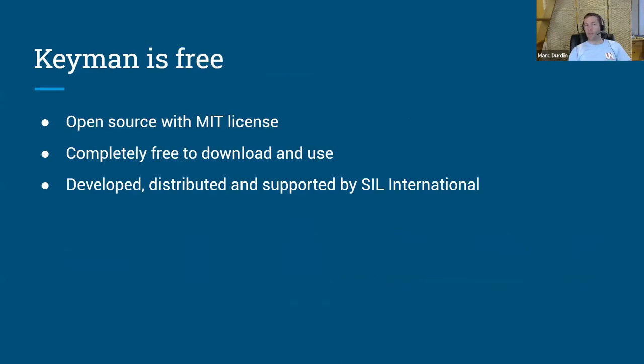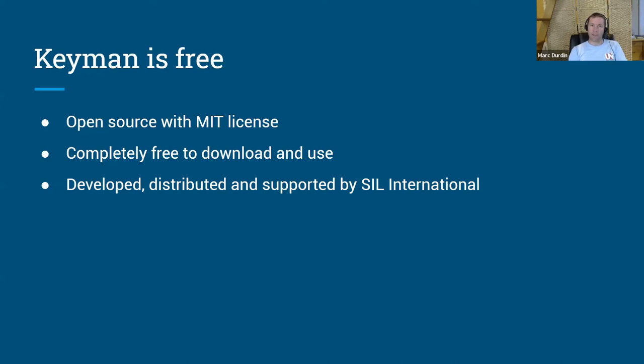Also importantly, Keyman is completely free. It's open source, which means that we publish the entire source code of Keyman on a website called GitHub. You can download the source code and you can use freely available tools to compile it yourself and make your own version of Keyman that's completely independent of anything we do. That gives you a lot of freedom and security.